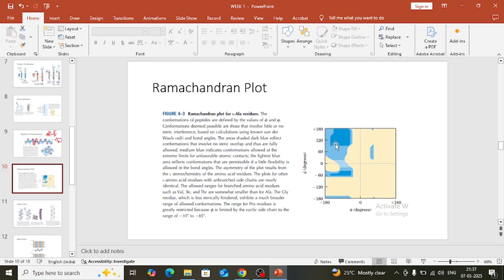Based on the phi and psi values. Yes, based on the phi and psi. Very good. Okay. So others, if you have any doubt, please ask me.